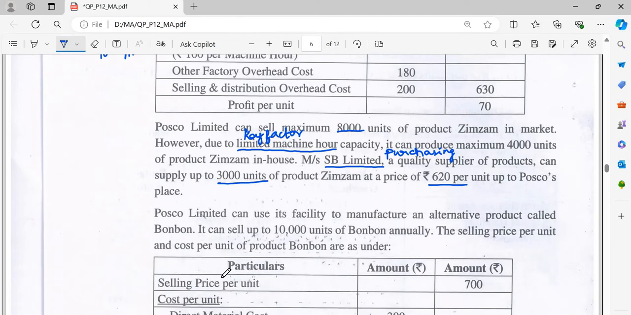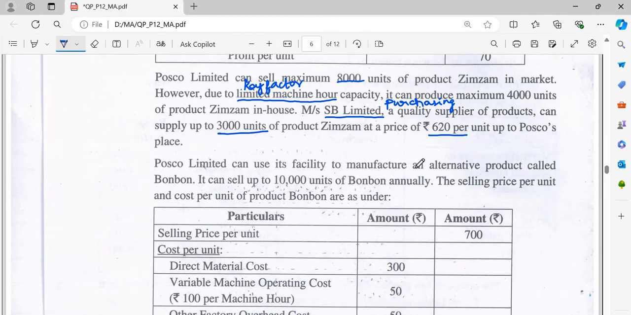Pasco Limited can use its facility to manufacture an alternative product. So if we are buying these 3,000 units, my capacity will remain idle, right? So I can use it for another product, Bon. It can sell up to 10,000 units of Bon annually. So the demand is 10,000 units. And the cost per unit of product Bon is as under.